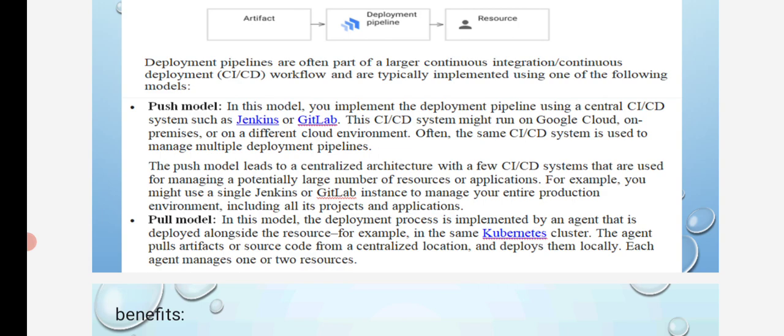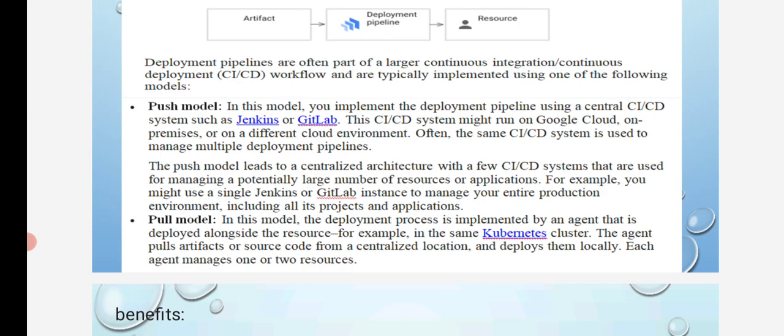First, the push model. In this model, you implement the deployment pipeline using a central CI and CD system, with systems such as Jenkins or GitLab. This CI and CD system might run on Google Cloud, on premises, or in a different cloud environment. Often the same CI and CD system is used to manage multiple deployment pipelines. This model leads to a centralized architecture with a few CI and CD systems that are used for managing a potentially larger number of resources or applications.